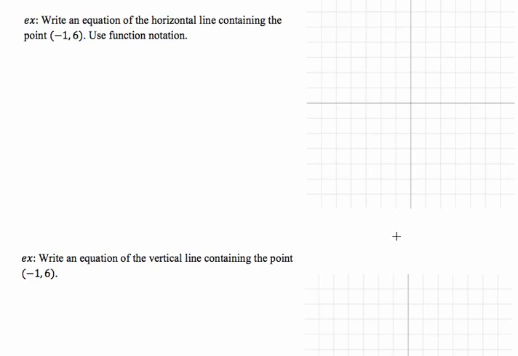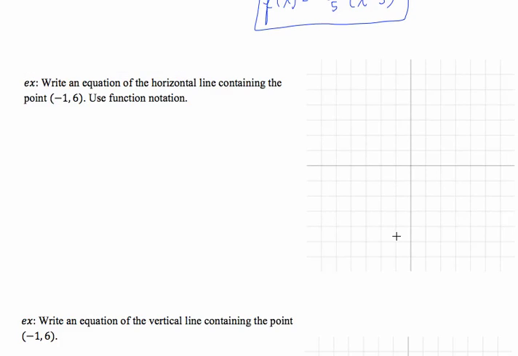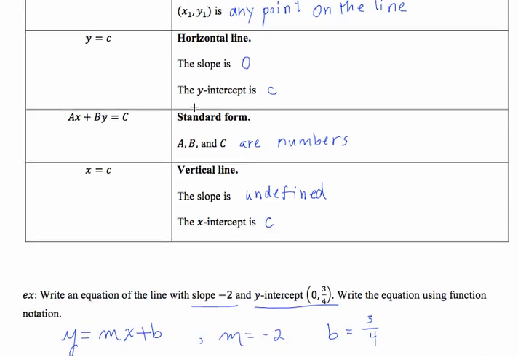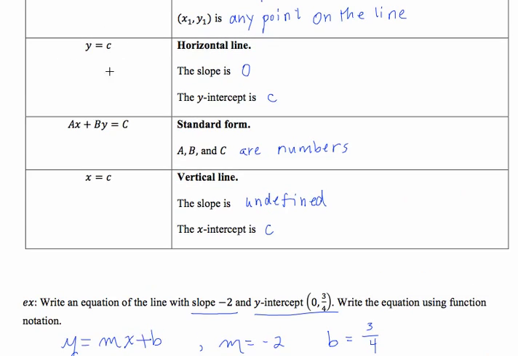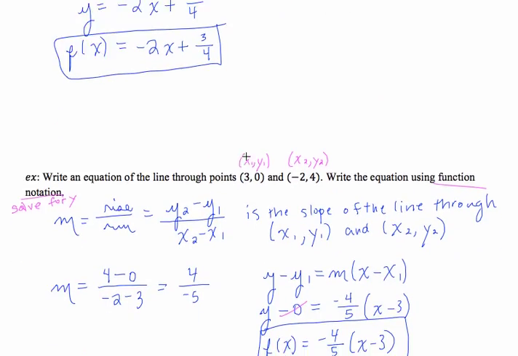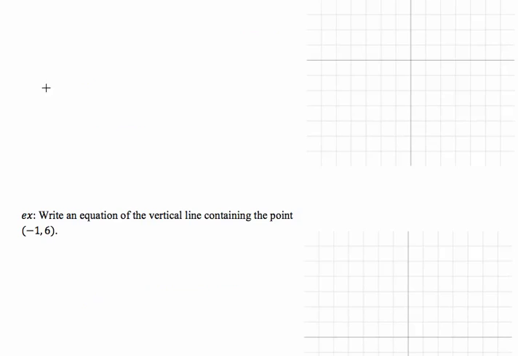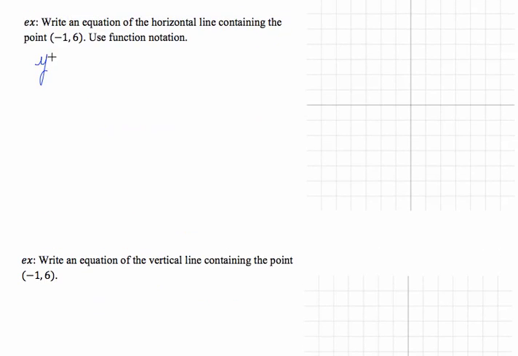Okay, let's do another example. Let's write the equation of the horizontal line containing the point (-1, 6) and use function notation. So horizontal lines have the form, you'll need to memorize this, y equals a constant, where that constant is the y-intercept and the slope is 0. So we already know that the line's going to be of the form y equals c, where c is the y-intercept.